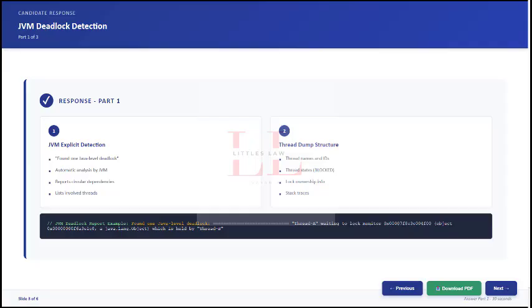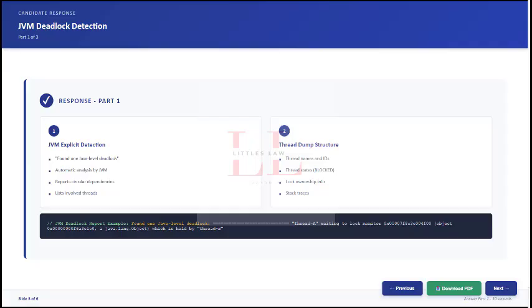So when we run jstack on a JVM process, if there is a deadlock, the JVM explicitly reports it. So we will see a section in the thread dump that says, and I'm quoting here, "Found one Java-level deadlock," followed by a row of equal signs, and that's the JVM telling you, hey, I detected a deadlock and here's what's involved. What's great about this is the JVM does not just tell you that there is a deadlock. It actually traces the circular dependency for you.